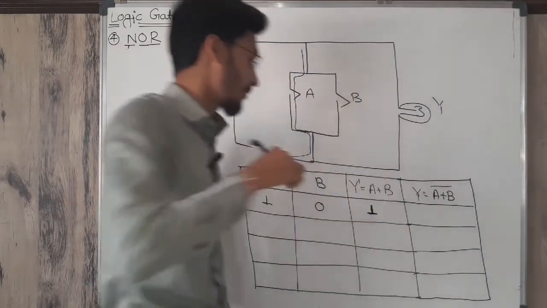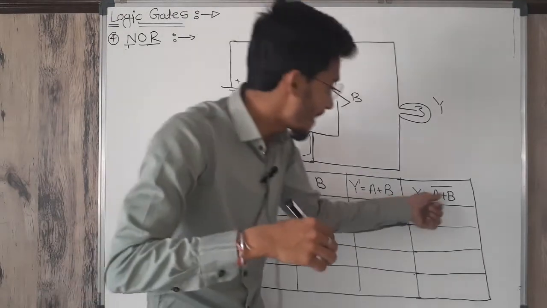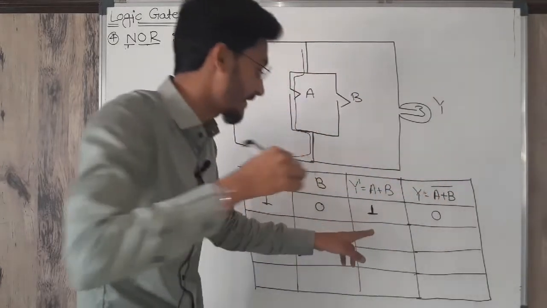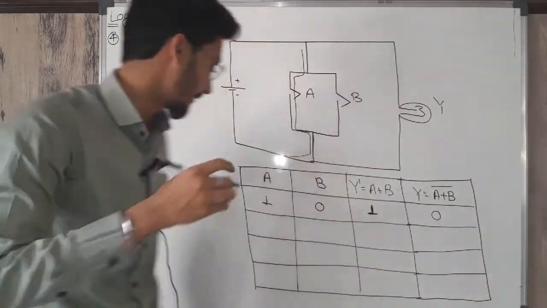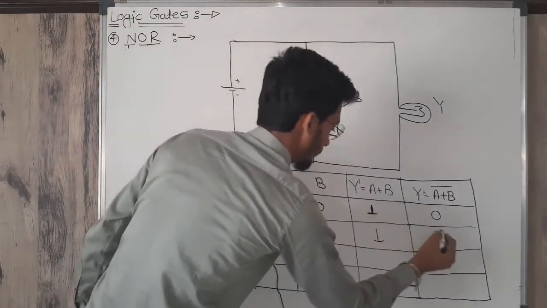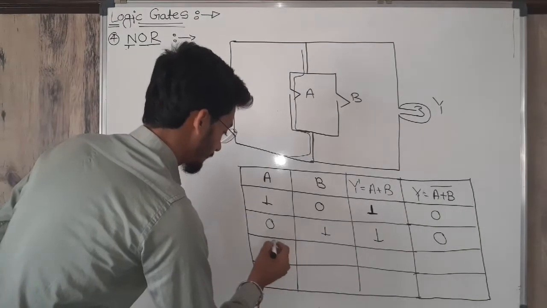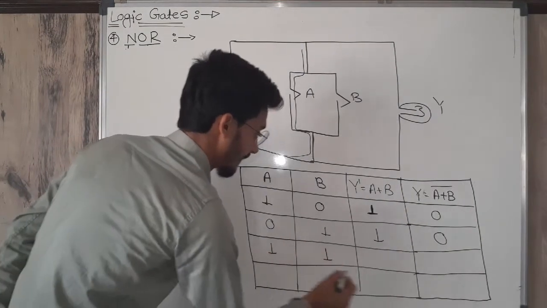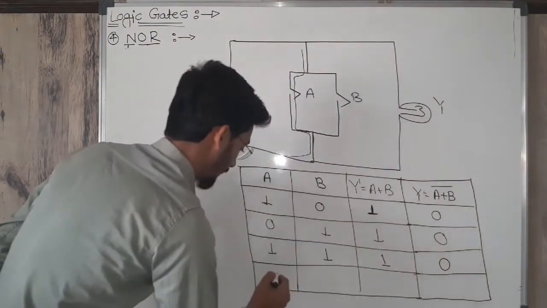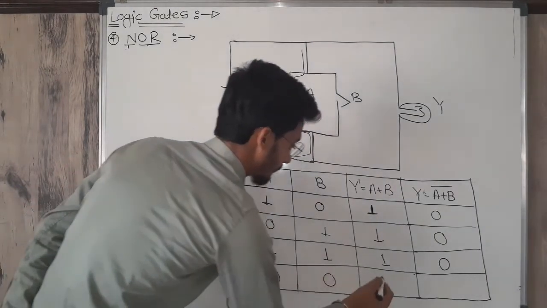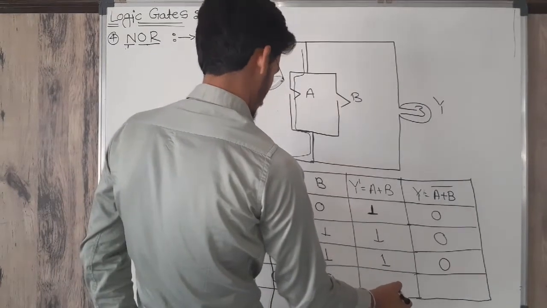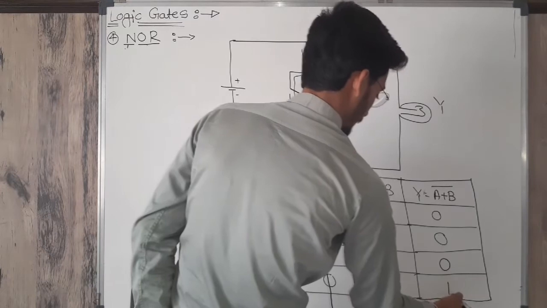I taught in my previous video why this becomes 1. Then A plus B bar is the opposite of this. So 1 means 0, and if we get 0, then the opposite is 1. Very simple. The second is 0 and 1, then we get 1, so its opposite is 0. The third is 1 and 1, then we get 1, so that is 0. And the fourth is 0 and 0, then we get 0, then we get 1.